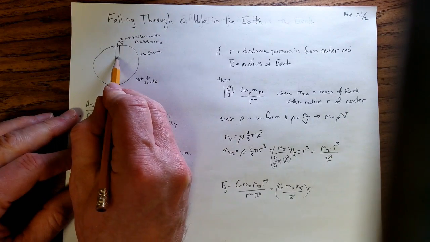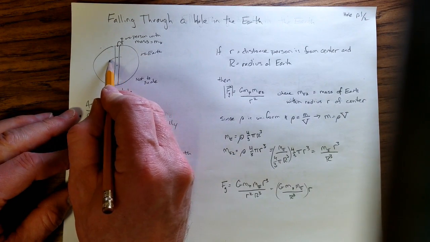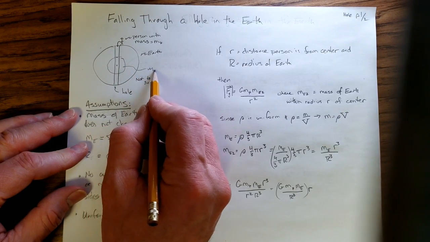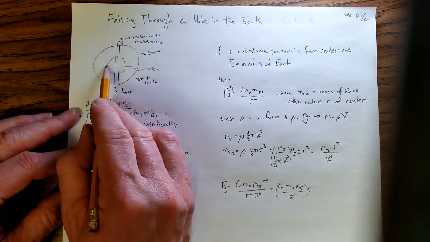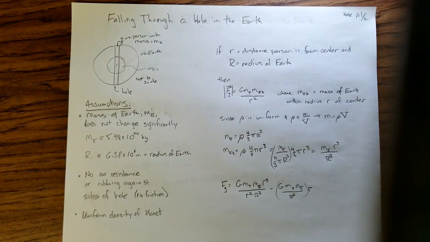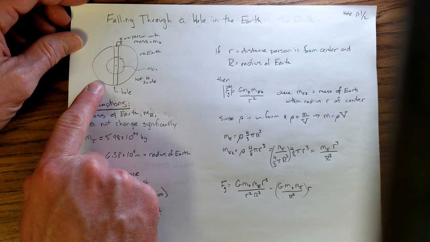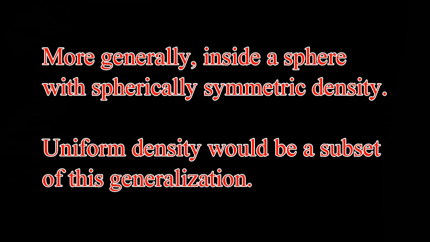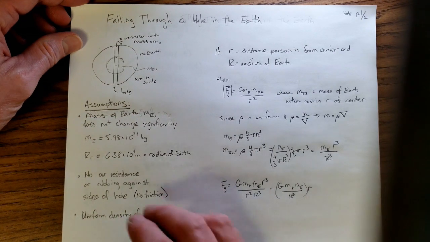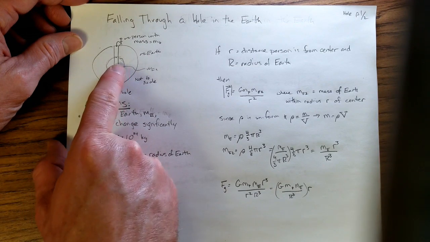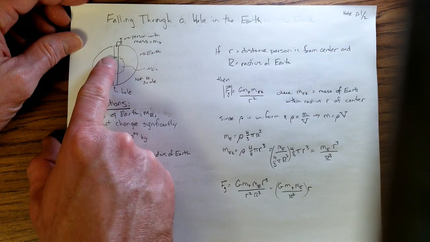So when the person is here, mass of earth 2 is the mass of the earth that is within that radius, as has been seen in a different video. The mass that causes the attraction when you're inside of a sphere of uniform density is that which is closer to the center than you are.